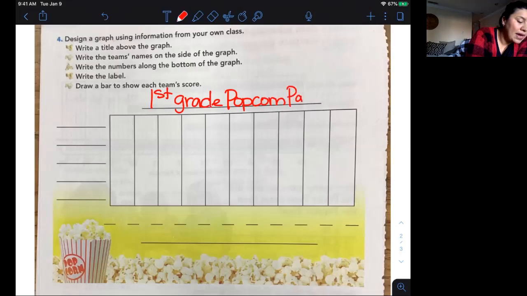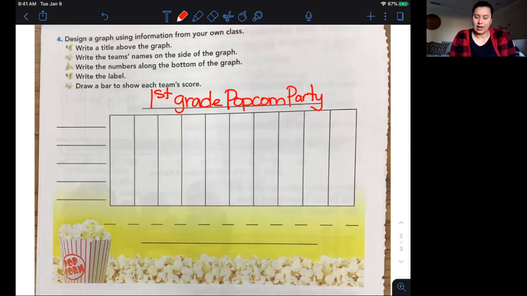All right, friends, I'm going to have you guys fill this out. Okay, let's see. Write a title above the graph. I didn't read the first step. That's why I wrote it down below. Whoops. Write the team's names on the side of the graph. Okay, you guys can go ahead. I feel like this is going to be kind of hard. Well, no, I'll just do it. Write the team's names on the side of the graph.